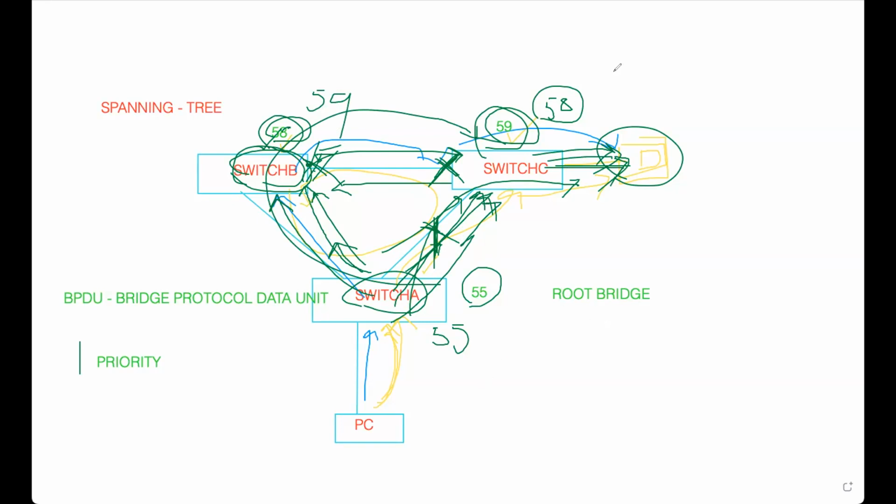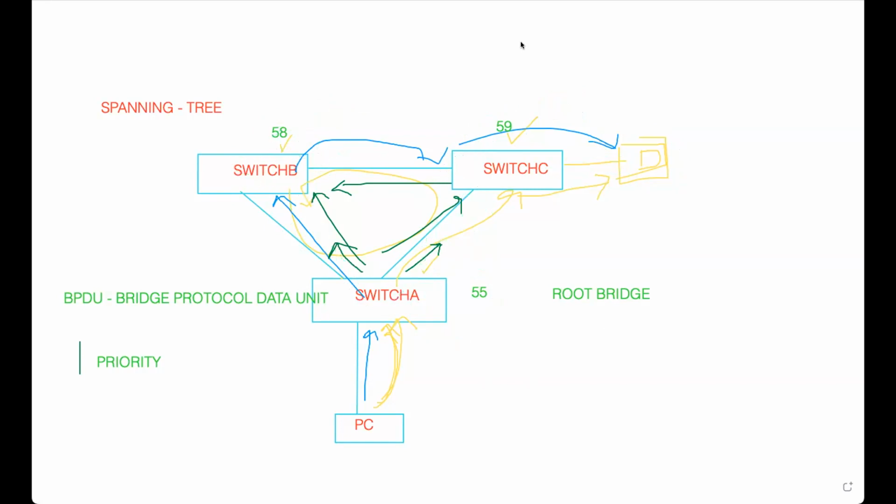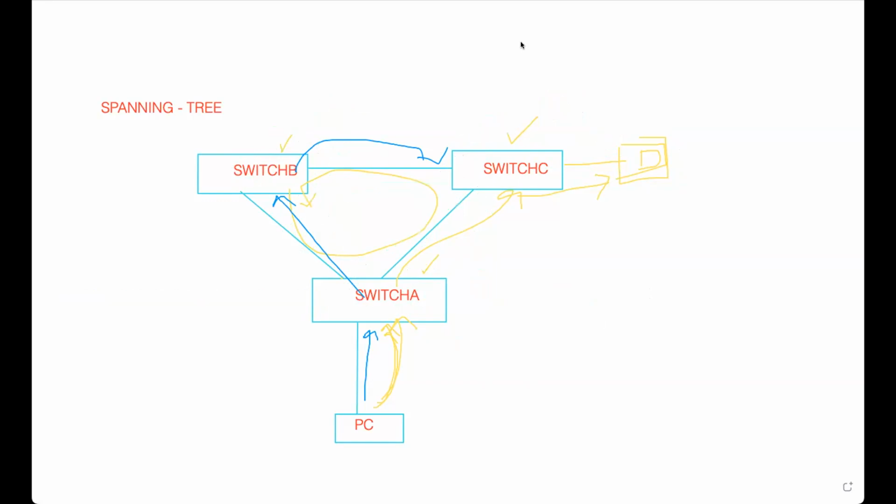Let's say, for example, the priority of switch B is 50. This priority is 60. This priority is 61. So in this case, what is the root bridge? Switch B is the root bridge. This is the root bridge, so it has to be forwarding this port. It has to be forwarding this port.